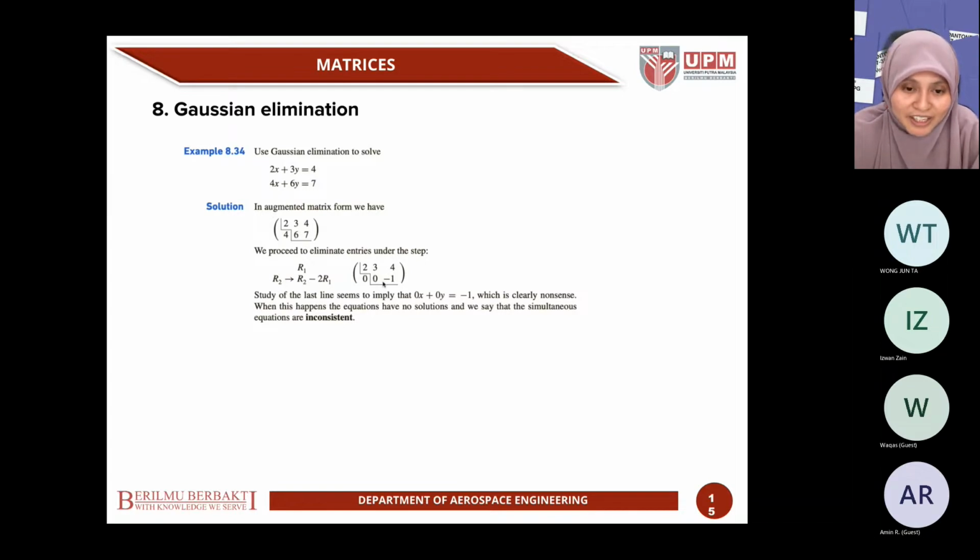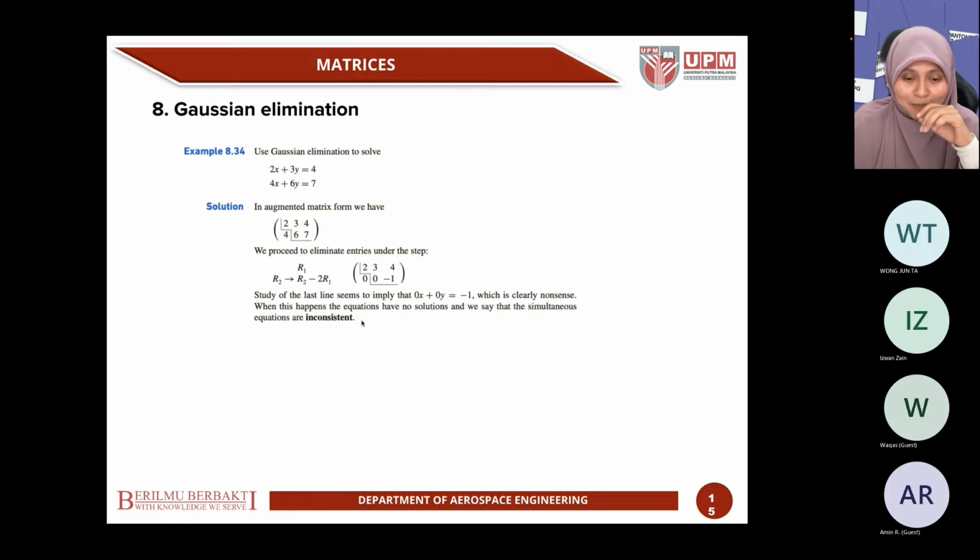Then the same thing for 7: 7 minus 2 times 4, so you get minus 1. If you rewrite the second row in terms of the linear equation, it shows that 0x plus 0y equals minus 1, which means the equation is not valid.